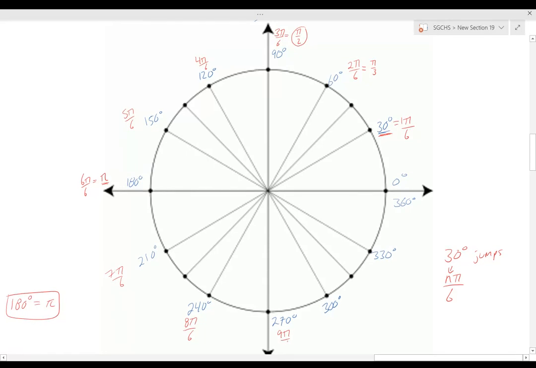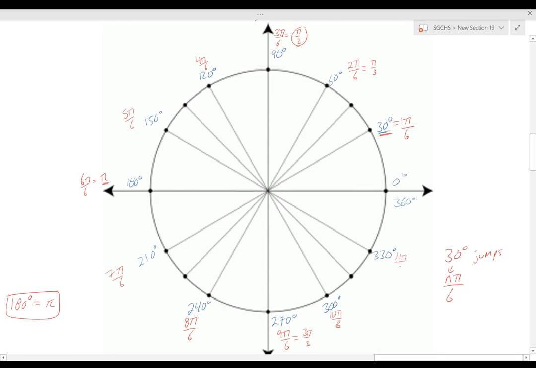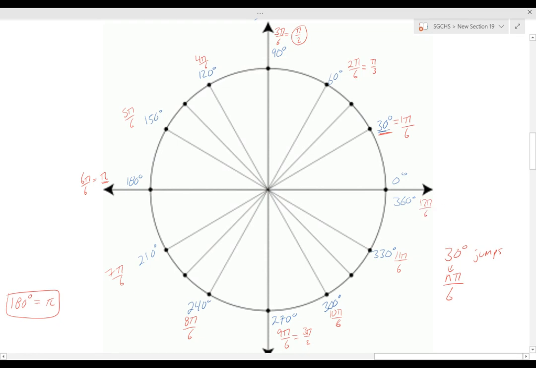9 pi over 6. We can simplify quite a few of these, but I'm just pretty much simplifying our quadrantal angles because they're the most important ones to know how to simplify, because that's usually what they're going to be represented as. So this will be represented as 3 pi over 2. Then we're at 10 pi over 6, and 11 pi over 6. And then finally 12 pi over 6, and recognize this is a quadrantal angle, and this is 2 pi. So you're usually going to see 2 pi as a full revolution.